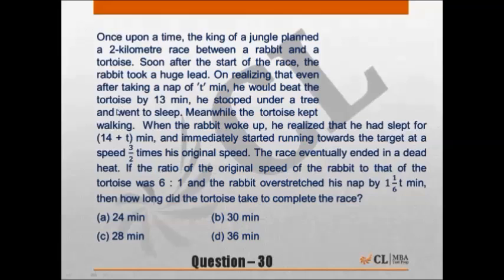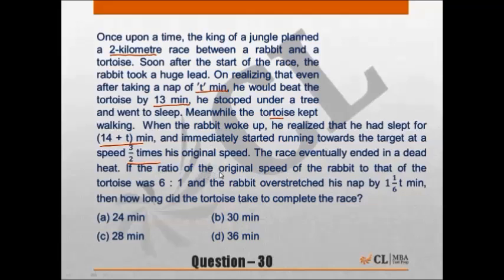Question 30. Once upon a time, the king of a jungle planned a 2-kilometer race between a rabbit and tortoise. Soon after the start of the race, the rabbit took a huge lead. On realizing that even after taking a nap of 10 minutes, he would beat the tortoise by 30 minutes, he stopped under a tree to sleep. Meanwhile, the tortoise kept on walking. When the rabbit woke up, he realized he had slept for 14 plus T minutes and immediately started running towards the target at 3 by 2 times his original speed. The race eventually ended up in a dead heat.